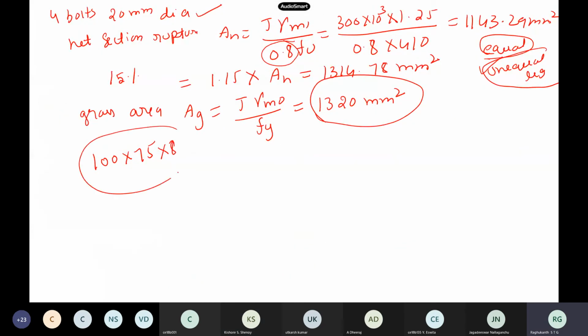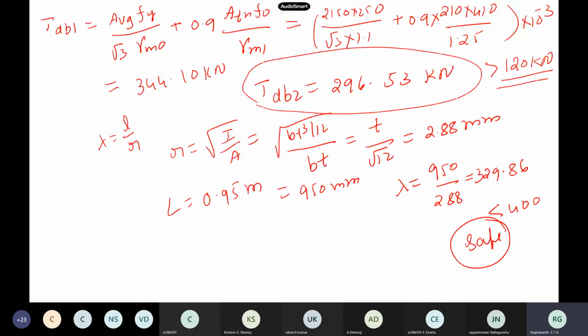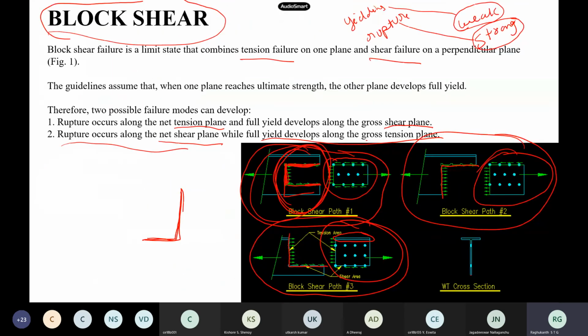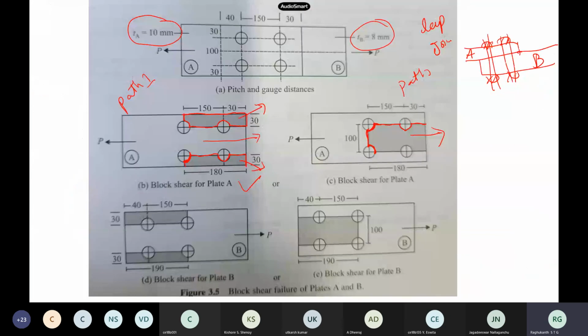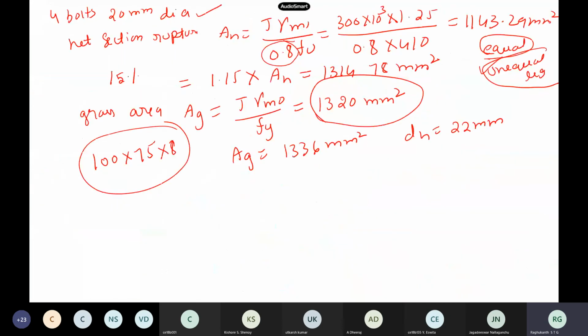Looking at this, the gross area for this is 1136 mm square, and the diameter of the hole is 22 mm. Now if you want to calculate the tensile strength, you have to calculate two areas from that expression, because this is a different case. You have to use the expression I already told you, ANC, and then AG, the outstanding leg area. The formula is different here.